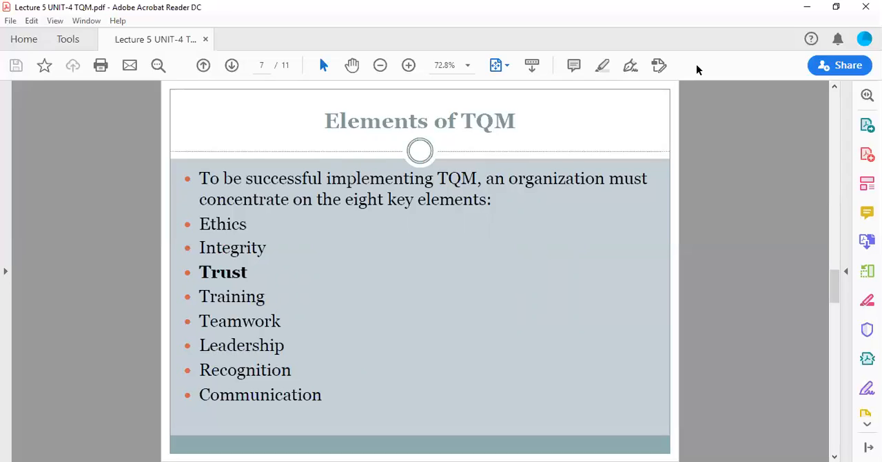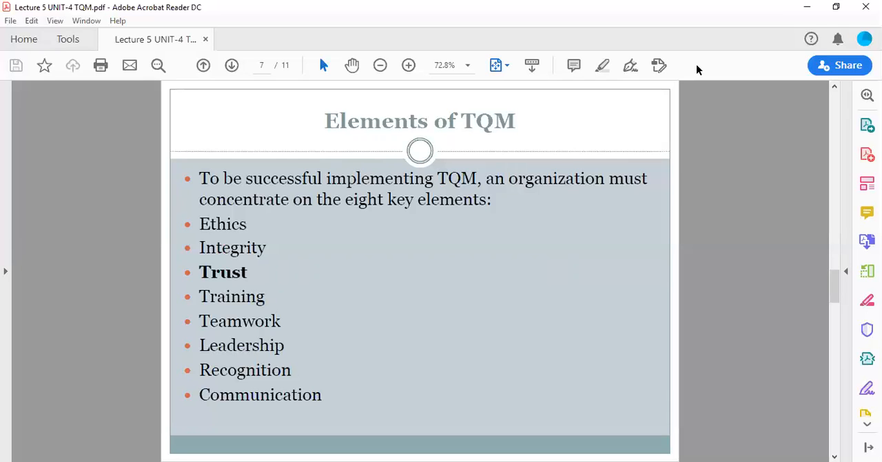Trust is the main important point, because without trust a team cannot be formed. Without trust every member will play individually, while in performing the implementation of TQM every member must act like a team. Okay, next is the training. We have to go for the training of our particular employee so that he can give his best.